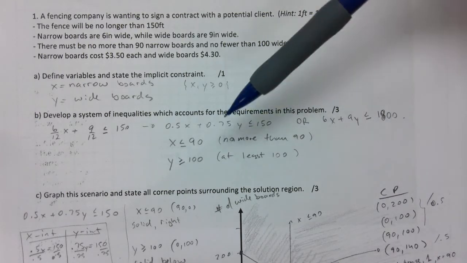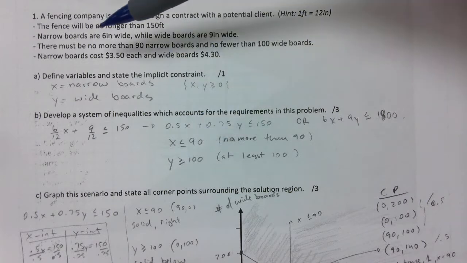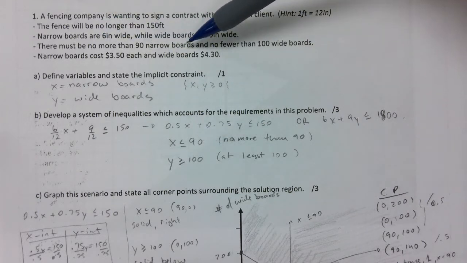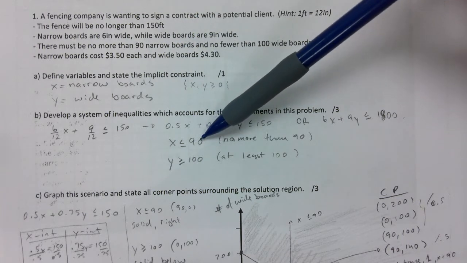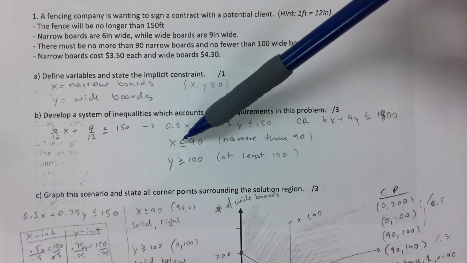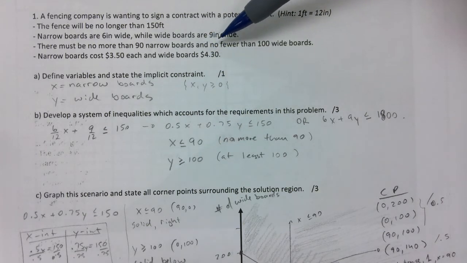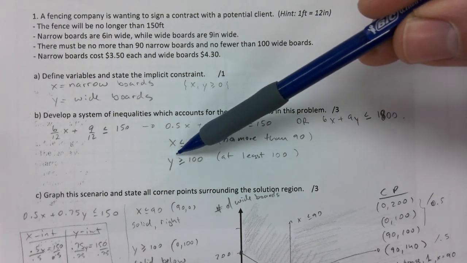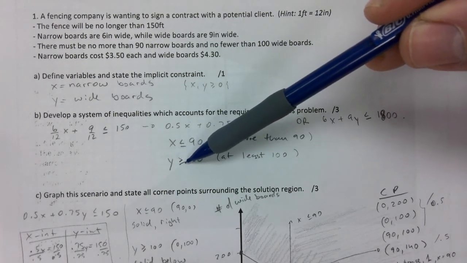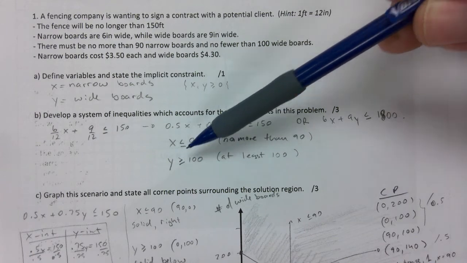And then it says that there must be no more than 90 narrow boards. So it's just talking about the narrow boards, so x is less than or equal to 90. And this is different wording that you may not have seen so far: no fewer. So you can have no fewer than 100 wide boards, so y has to be greater than or equal to 100. So be very careful if you got that wrong.